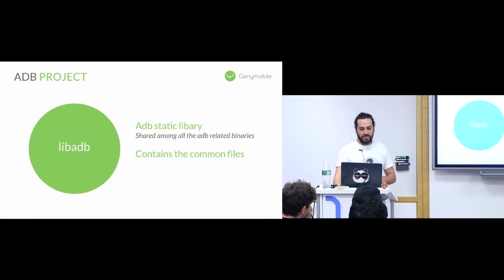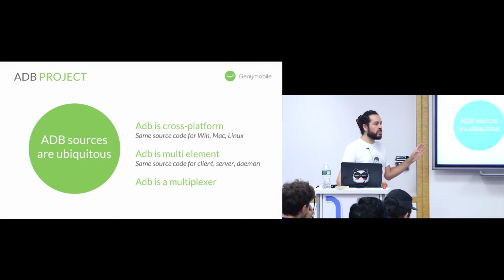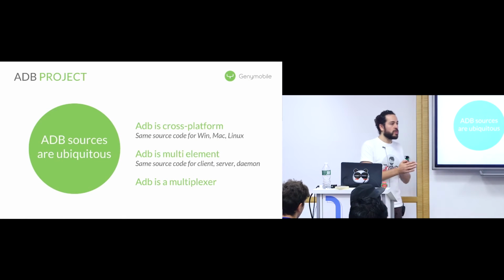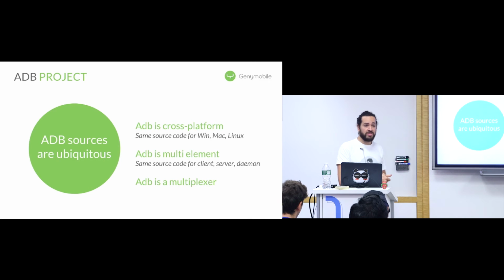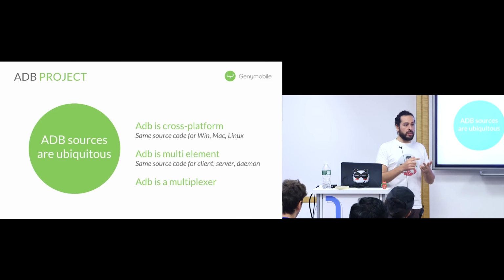I will skip that part, sorry, just to make sure that we have time. But something you need to know about the source code of ADB is that it's ubiquitous. Because actually it's cross-platform: Windows, Mac, and Linux. It does many things. It deals with USB on these platforms. And also, it's multi-element. So you have almost the same source code for the client, the server, and the daemon. Really, they are sharing a lot of source code.